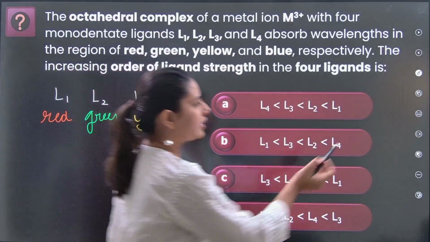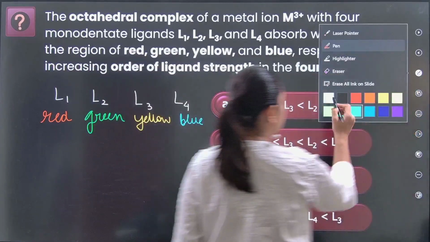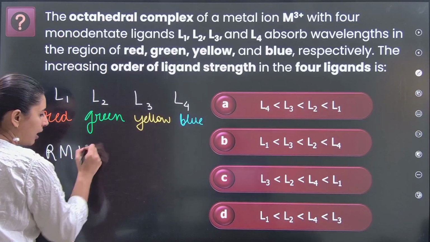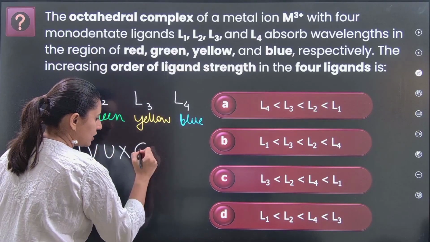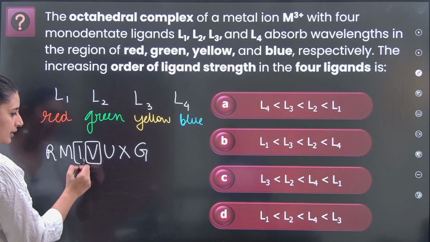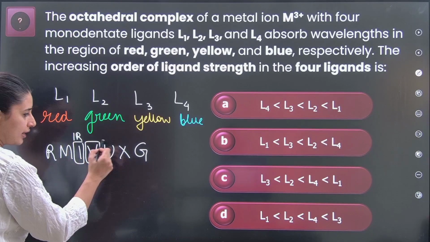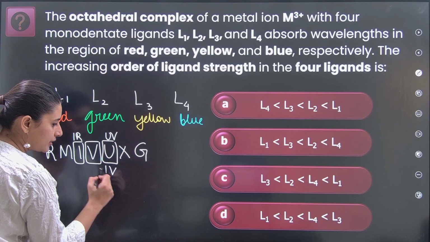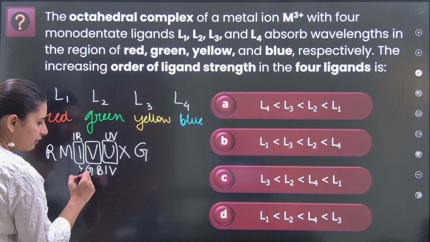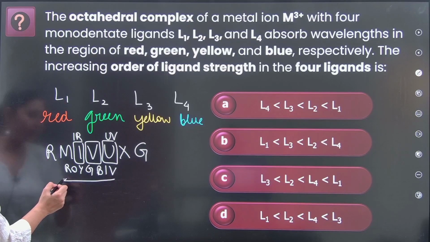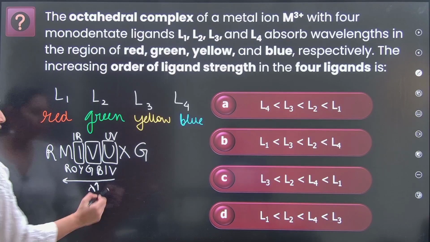That means we need Rahul Mishra is visiting Uncle Xavier's garden. RMIVUXG. Do we remember visible is written in such a way that this is your IR, infrared, and this is your UV, ultraviolet. So write it like this, VIBGYOR. And we know that red has the highest wavelength. So this is the increasing order of the wavelength.